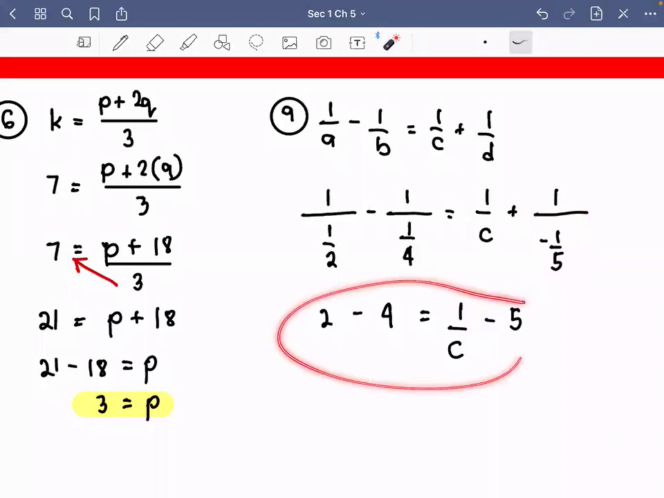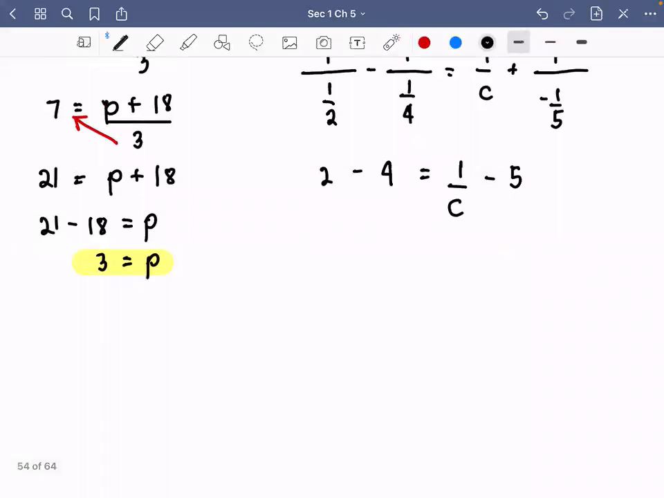So let's simplify this first. So I can transpose this on the left side. So it becomes -2 plus 5 is equal to 1 over C. Simplifying this further, I'll get 3 equals 1 over C. So how do we solve this? Okay, I'll do the long method first.